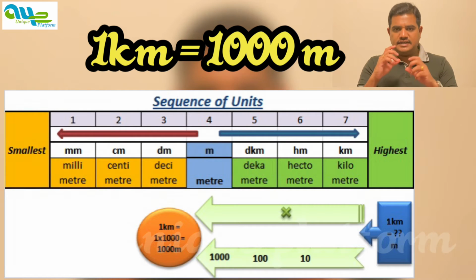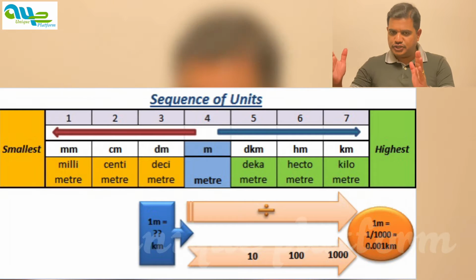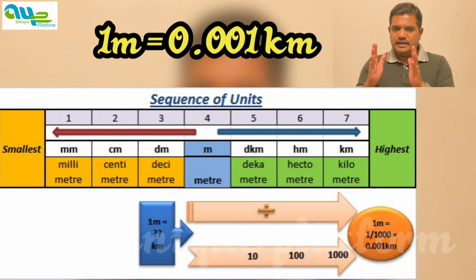So we can see the vice versa, that is, 1 meter equals how many kilometers. Same logic: smallest to highest is division, and for the number of zeros, the 4th position is meter and the 7th position is kilometer. There are 3 positions which we need to cross, so we need to use 3 zeros. 1 meter equals 1 by 1000 kilometer, that is, 1 meter is equal to 0.001 kilometer.